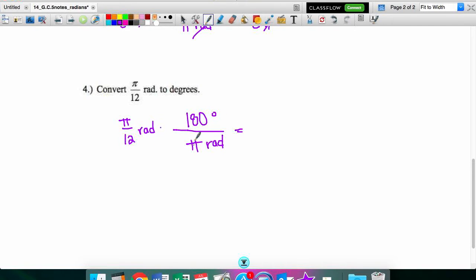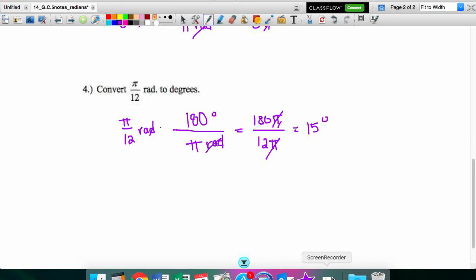Again, to simplify, I'm going to multiply across the top. So on top I have 180 pi. And then across the bottom I just have 12 pi. The pi's cancel, and I'm left with 180 divided by 12. So if I actually take 180 divided by 12, I get a nice answer of 15. And that would be in the only unit left, and that would be degrees, because those radians would cancel. And there's my final answer.